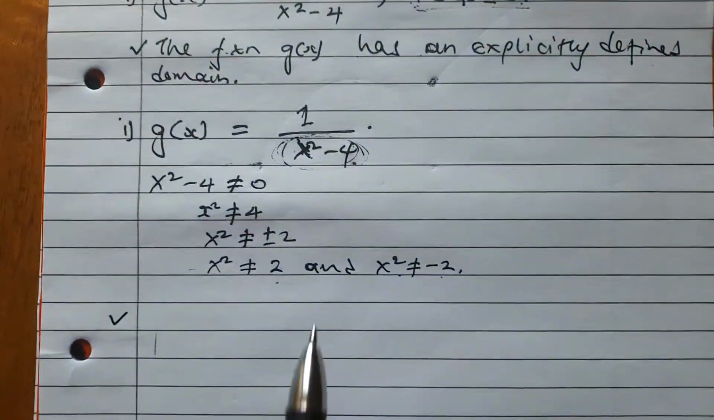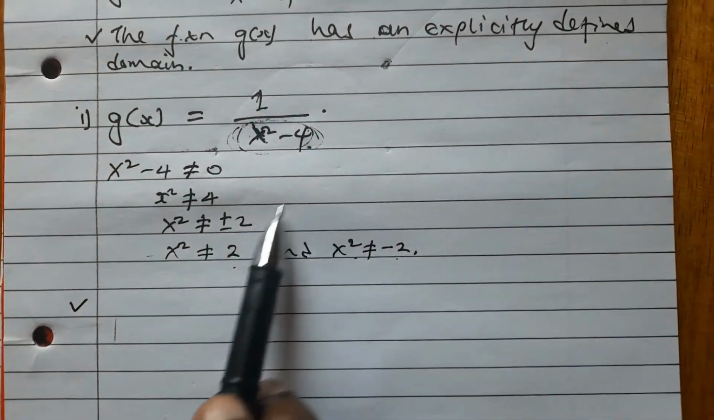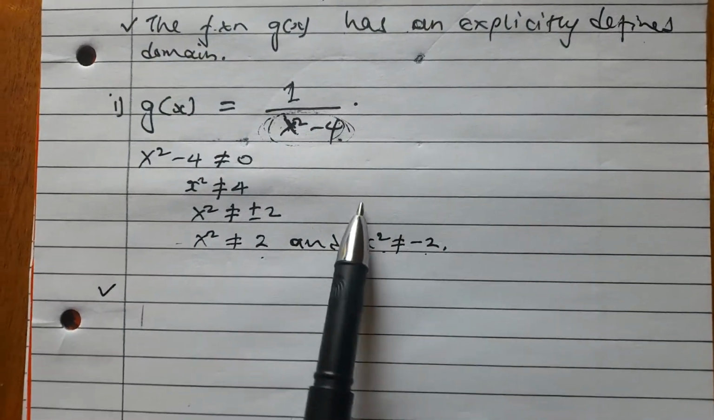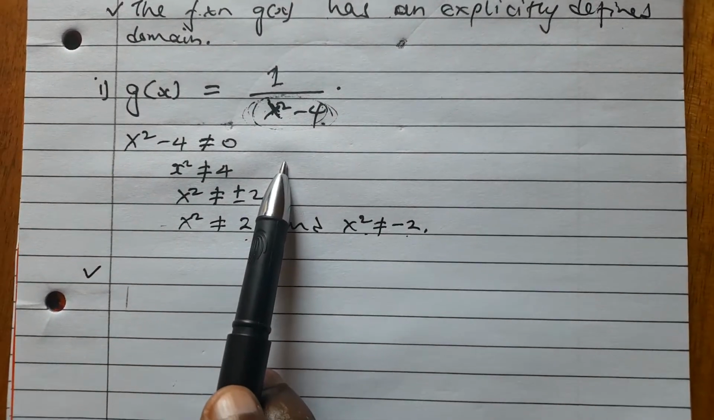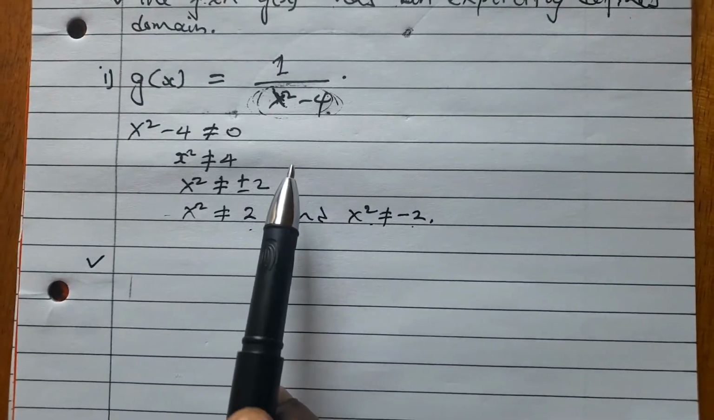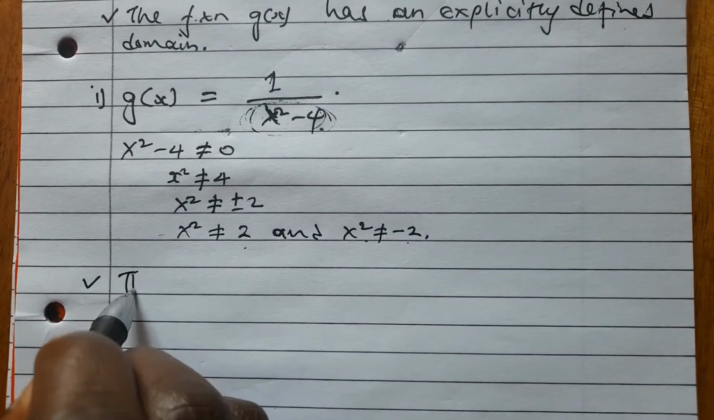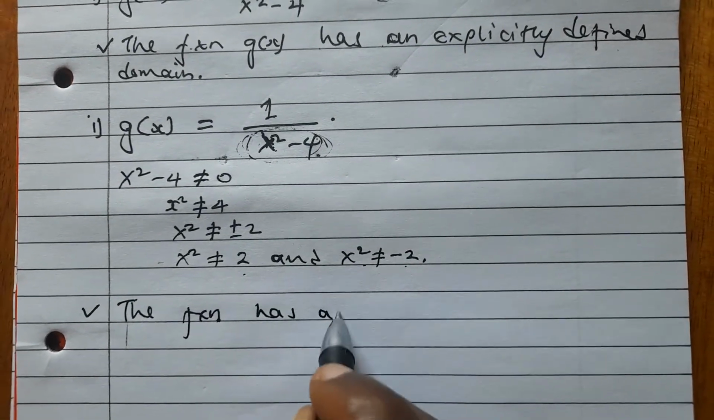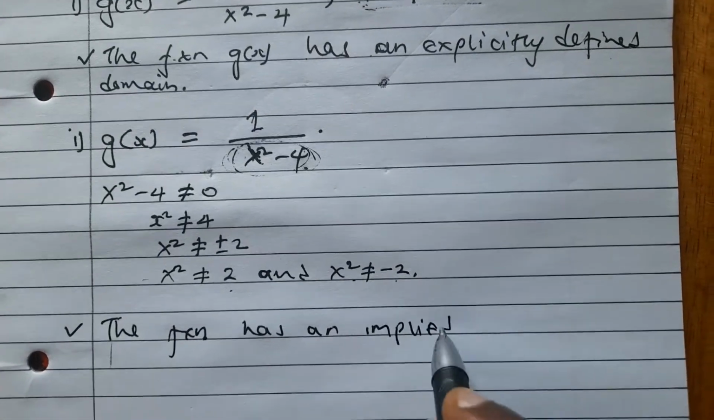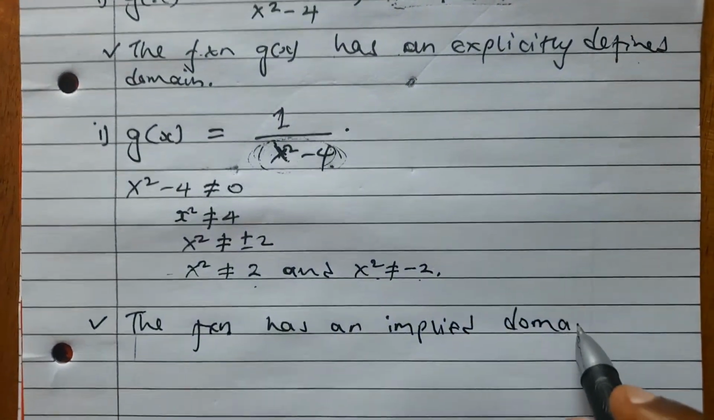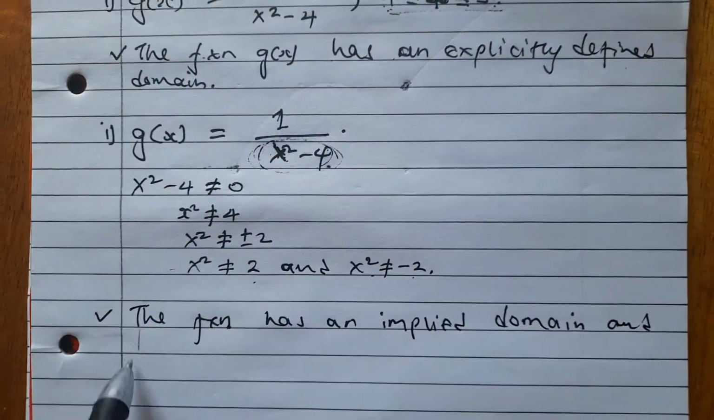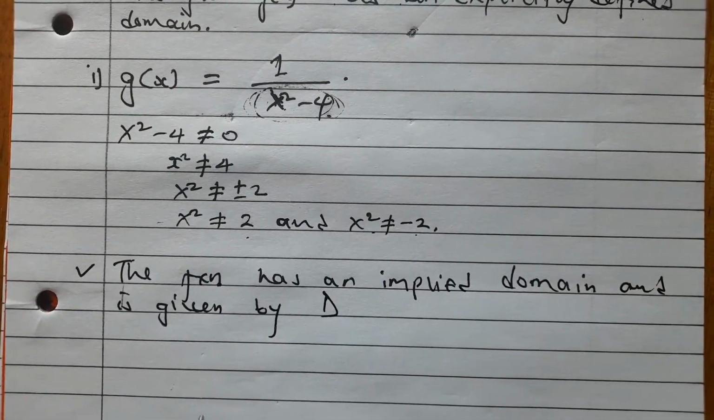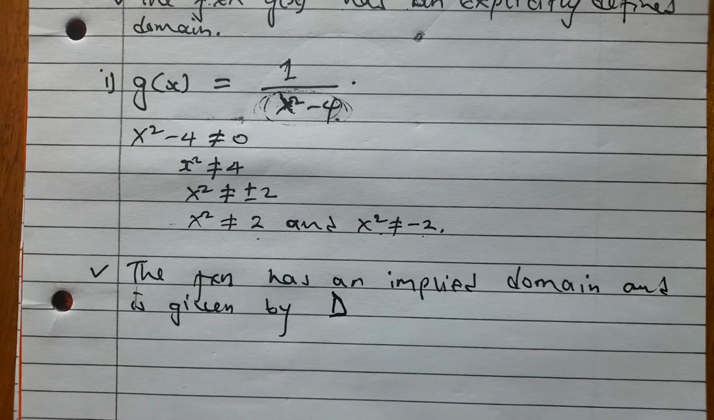So I can say, and because we have actually determined the domain of this function, that the domain was not given along with the function, this domain is what is called the implied domain of this particular function. So we can say the function has an implied domain, and it is given by the domain. This is how we denote the domain, like we introduced last time.